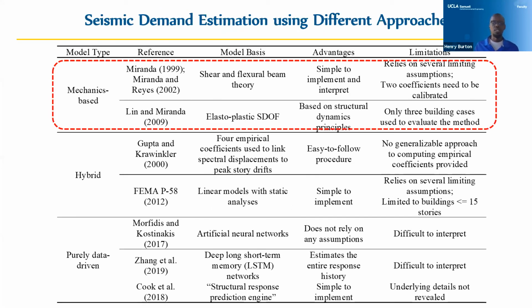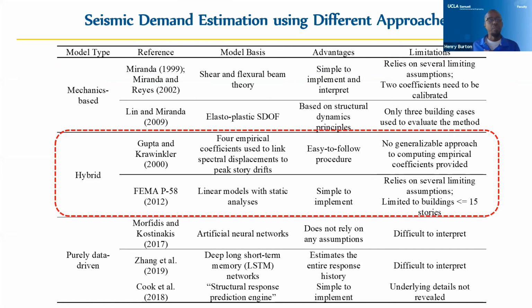Here, this just shows some previous work on seismic demand estimation and highlighting some of the limitations. So there's been a lot of mechanics-based models developed, a lot of them by Professor Miranda's group at Stanford. There are a lot of challenges with these models. One of them is that oftentimes you have to make these simplifying assumptions that could affect the predictive performance of the model. If you look at a lot of this work, the evaluation of the performance was typically just on a small handful of buildings. And oftentimes there are some coefficients that need to be calibrated. So you still sort of require doing nonlinear response history analysis to do that calibration.